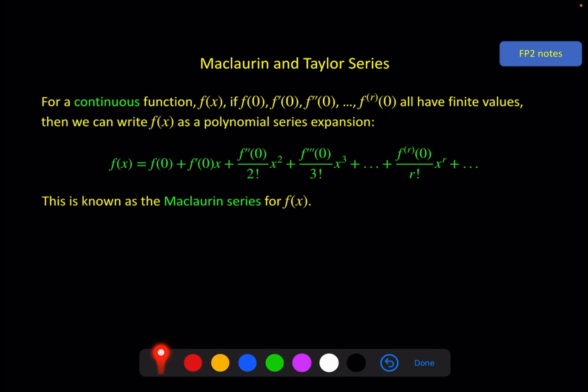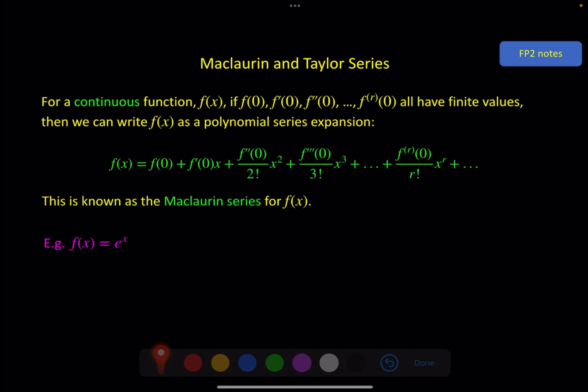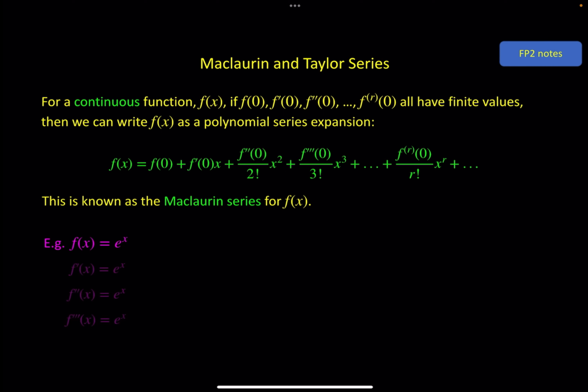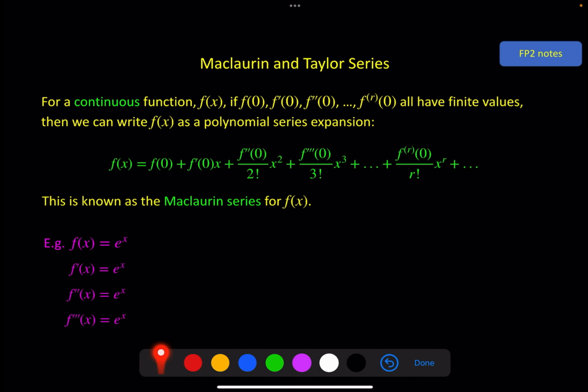You won't need to derive where this comes from, although we'll talk about why it works in a moment. Here is a quick example to show you how powerful this is. Let's take our old friend e to the x, because when we differentiate that we know it doesn't change. So all of the derivatives are e to the x. I'll stop at the third one. Then we need to evaluate each of these at x equals 0. And again, because they're the same, that's really easy.